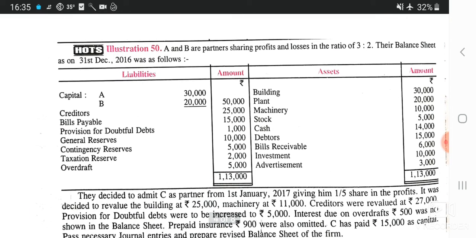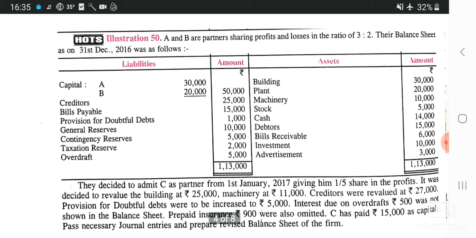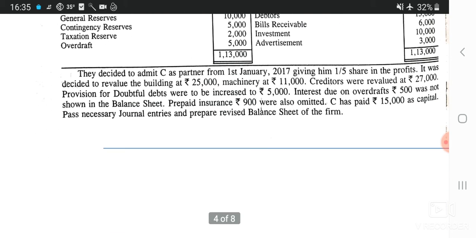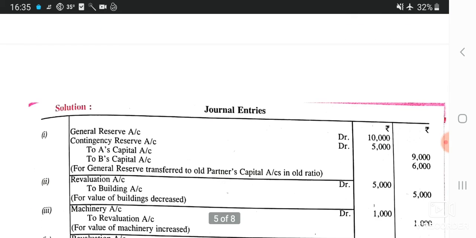Next is illustration number 50. We have general reserve that is 10,000. So the entry will be general reserve account debit to A's capital, B's capital in the ratio 3:2. 3:2 is the old ratio. Then for contingency reserve we will follow the same procedure. For example, see, general reserve account debit, contingency reserve account debit to A's capital, B's capital.